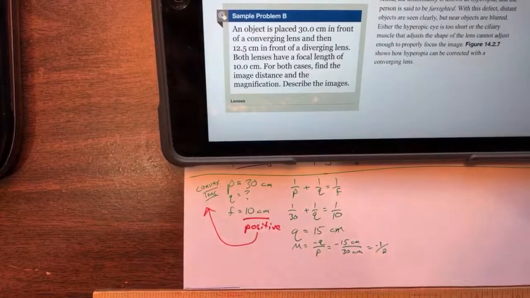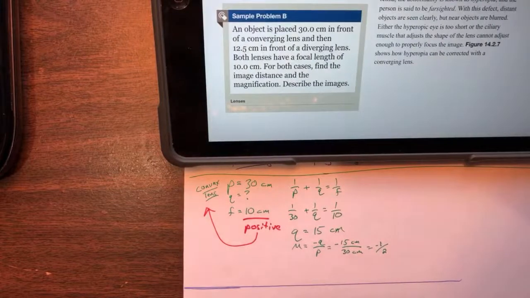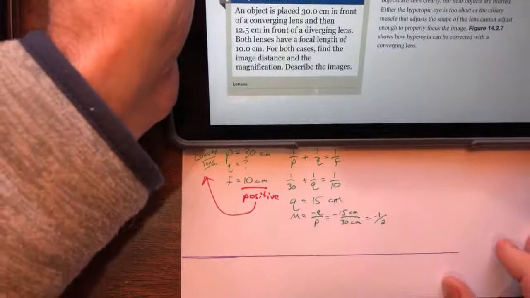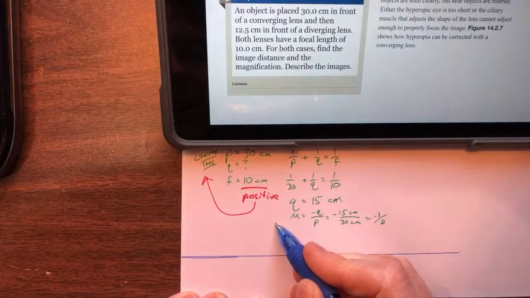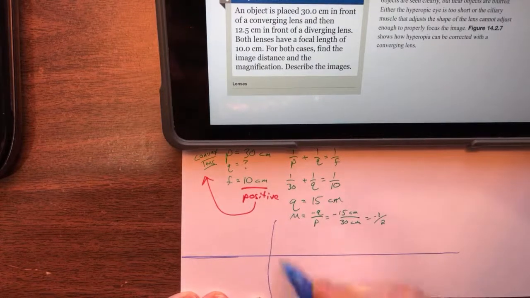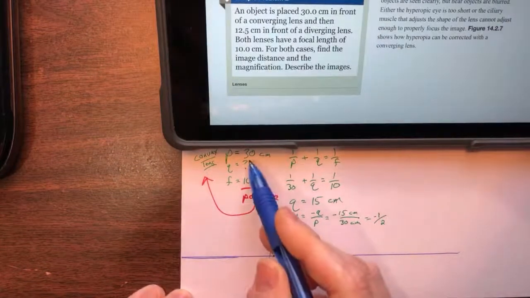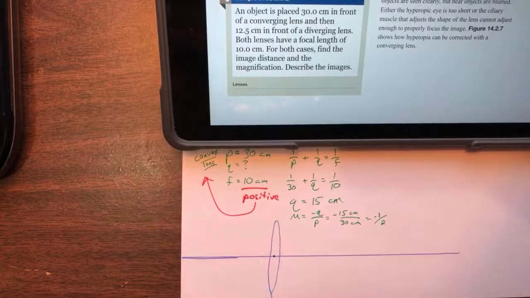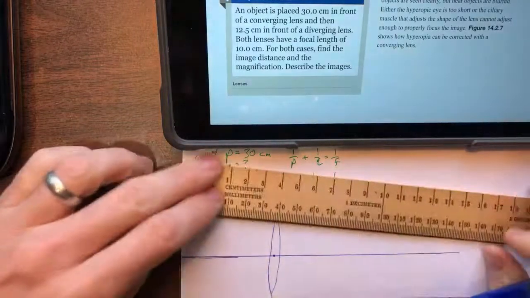Looks like we had some more technical issues. We're going to draw this as best as we can. We'll make a little principal axis and draw a lens here. This is the center of our lens, and we have an object. Let's place it over here, 30 centimeters away.